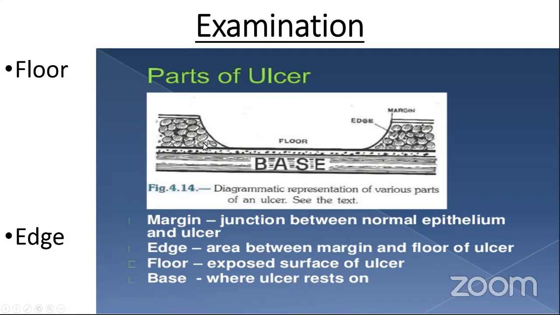Is that clear? So ulcer is situated over deep tissues. Now there is discontinuity of epithelium, and that is the ulcer. The parts of the ulcer are the floor and the base. Floor is what you see, base is what you feel. Now regarding the margin, margin is between ulcer and the normal epithelium. Edge is between margin and the floor.